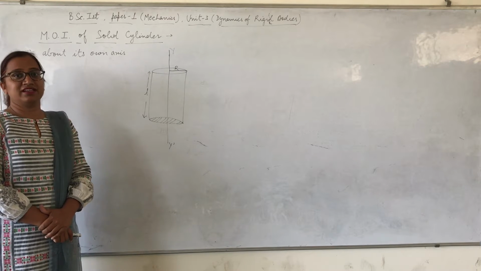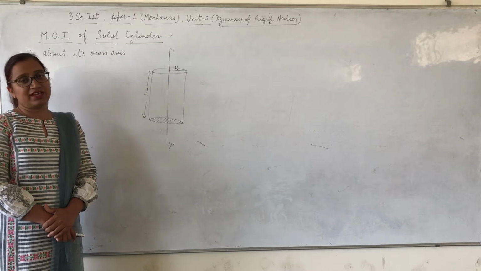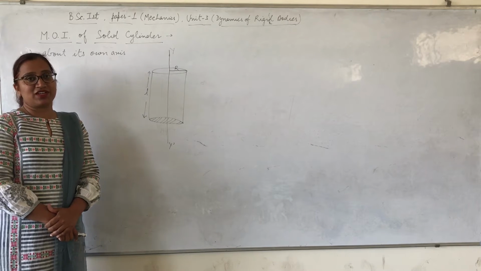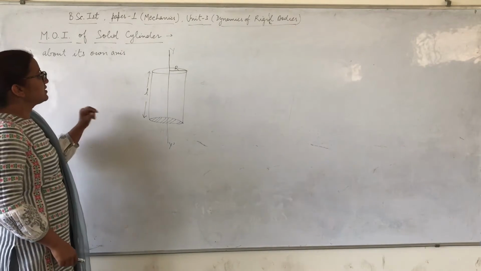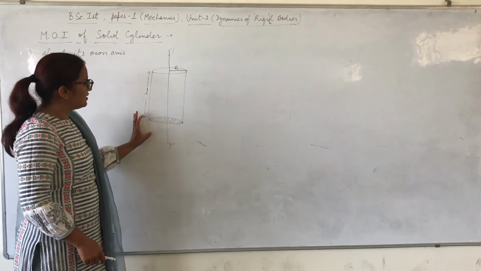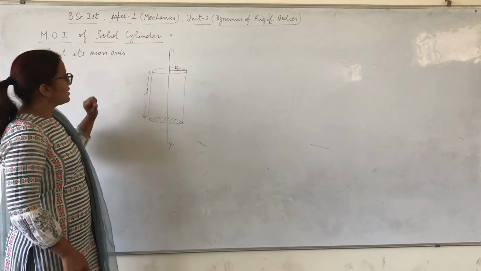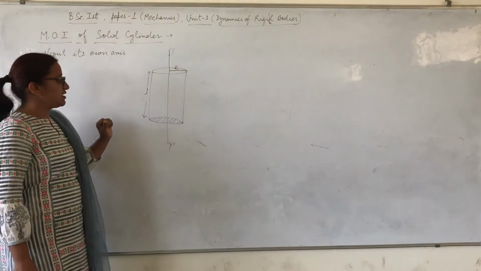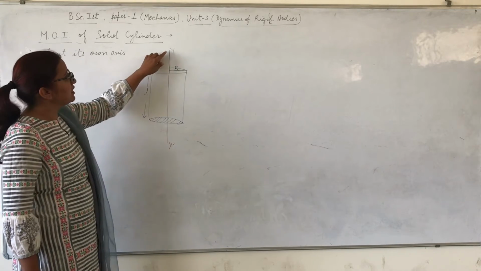Disc and hollow cylinder. First, let us start with calculating the moment of inertia of a solid cylinder. Students, this picture represents a solid cylinder. We are interested in calculating the moment of inertia of this solid cylinder about its own axis, which is represented with y dash.